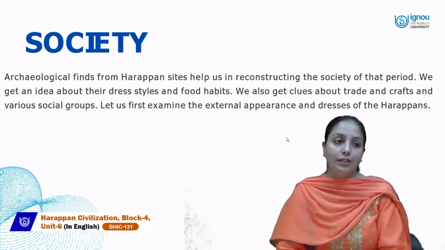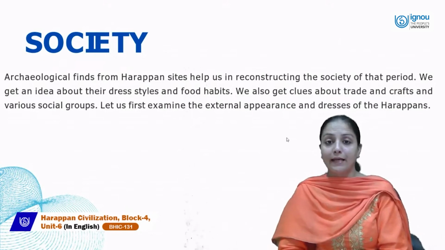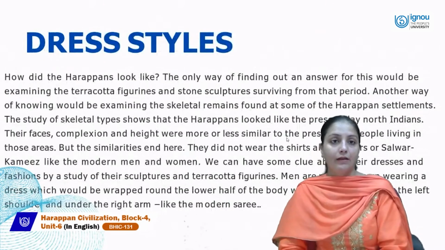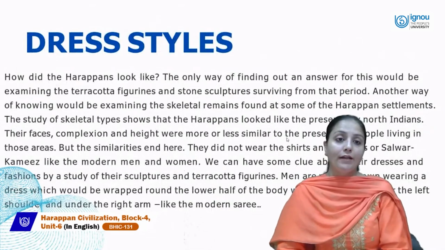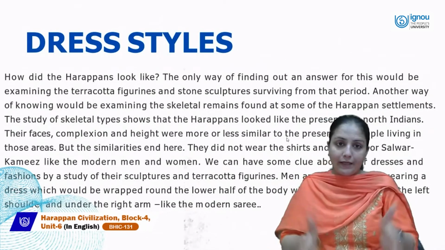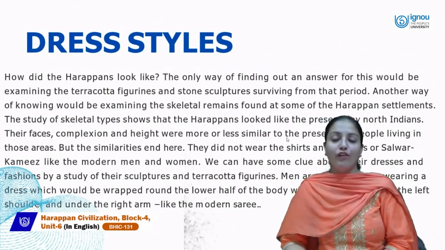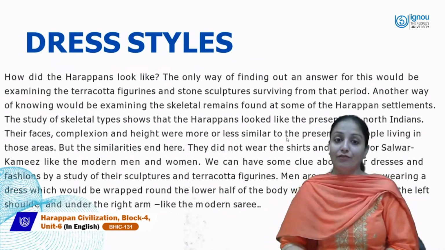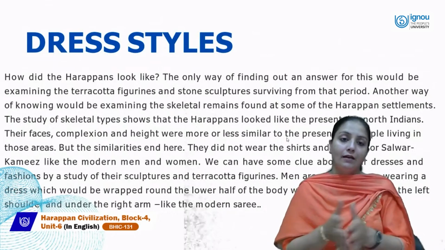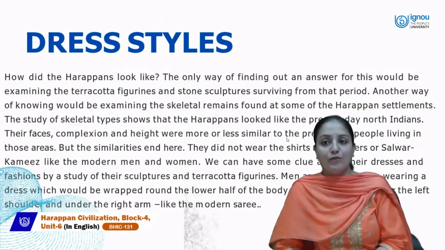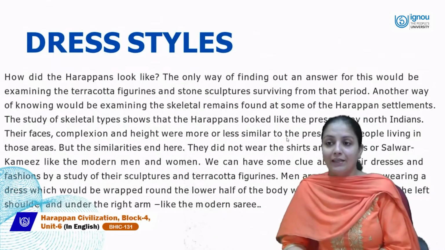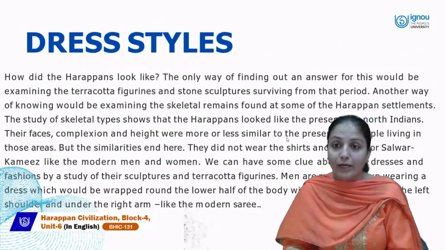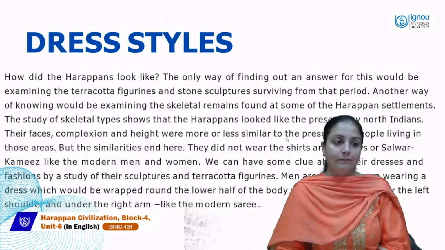Next is the society. How was the society over there? Archaeological finds from Harappan sites help us in reconstructing the society of that period, just like dressing styles. How did the Harappans look? The only way of finding an answer for this period would be examining the terracotta figurines and stone sculptures which we have got in excavation. Another way of knowing would be examining the skeletal remains found at some Harappan sites.